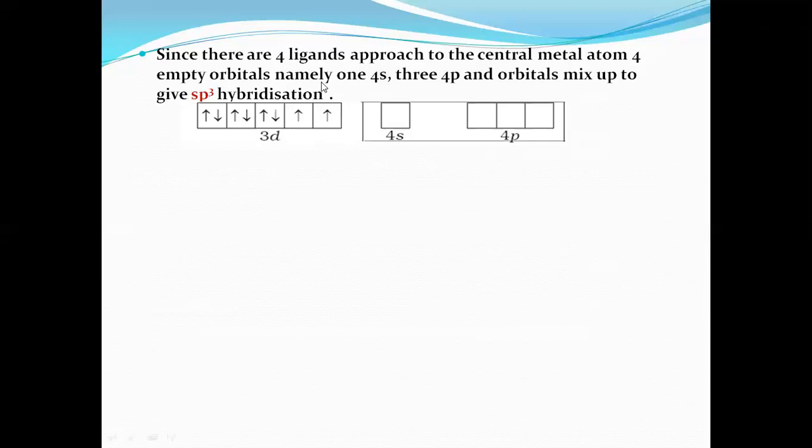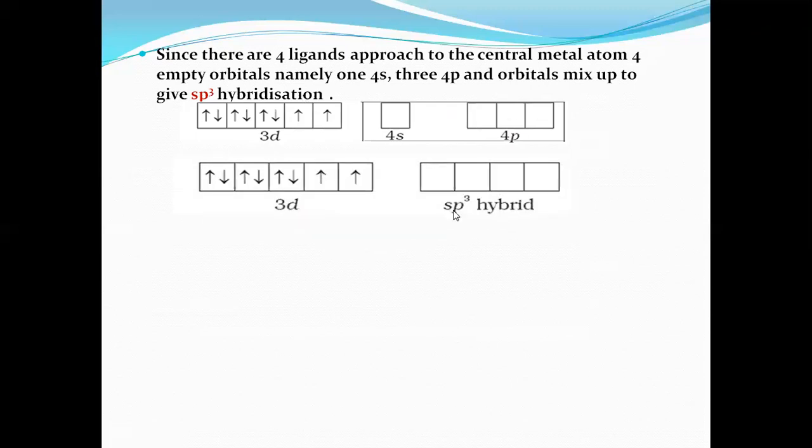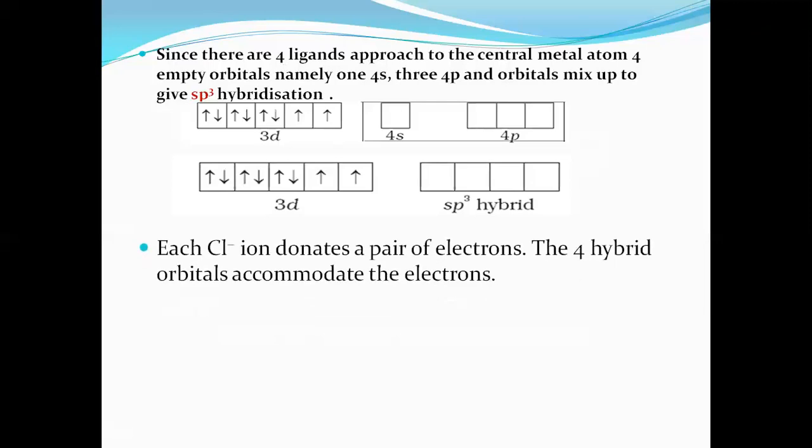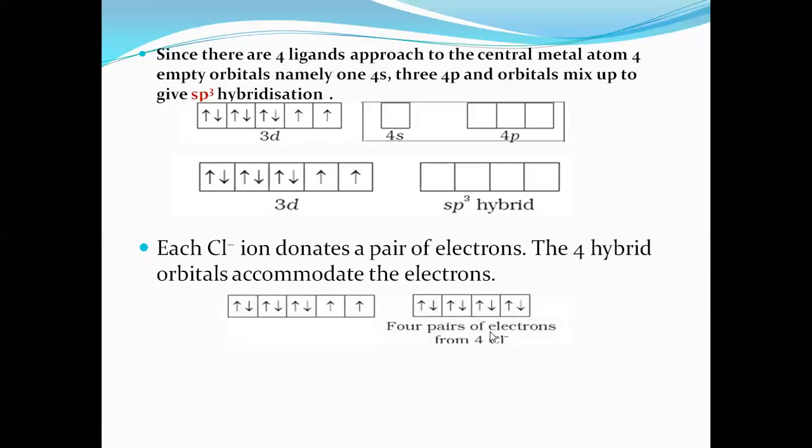The last 3d orbitals are accommodated by electrons, therefore they cannot be involved in hybridization. Hence, the central metal atom uses its valence shell 4s and 4p orbitals to mix up to give sp3 hybridization. Since 4 ligands approach, those 4 ligands donate 1 pair of electrons each, and those pairs of electrons are accommodated in the sp3 hybrid orbitals.